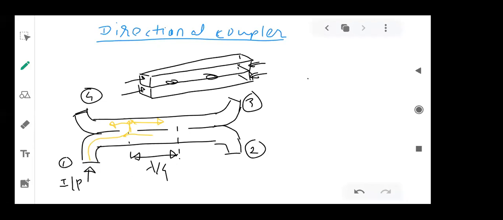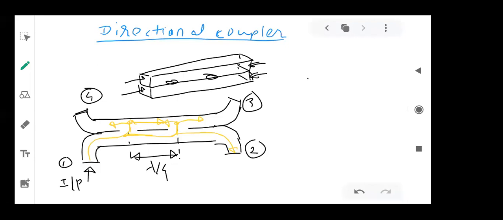Now in the lower waveguide, whatever majority of the power is available will move further, and once again when it reaches this aperture, the power will get divided in 2 parts. Once again, the majority of the power will be available at port number 2, and a small amount will be coupled in the upper waveguide. And once again, part will move on the left hand side and part will move on the right hand side. So this is what happens.